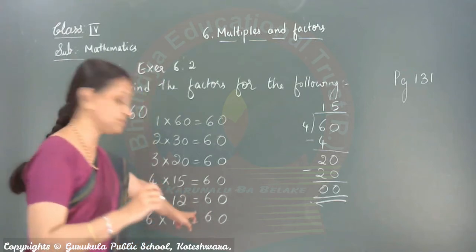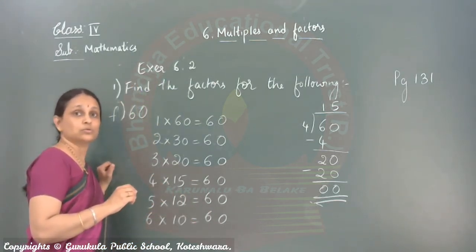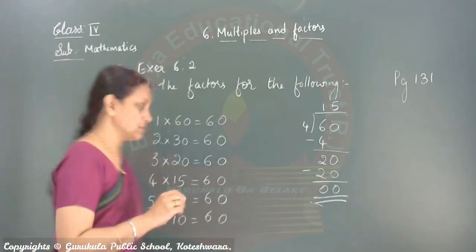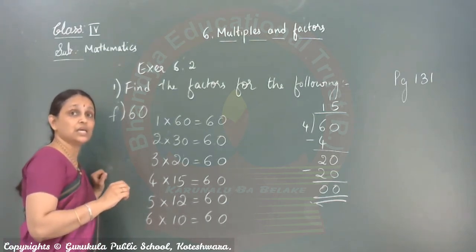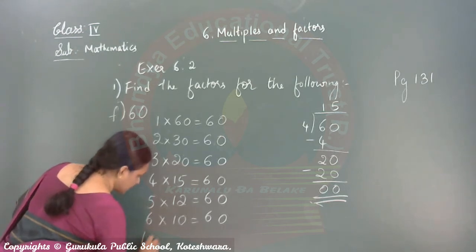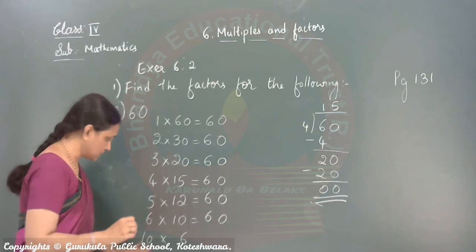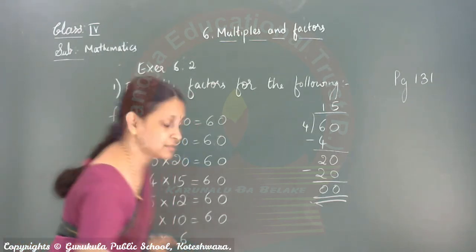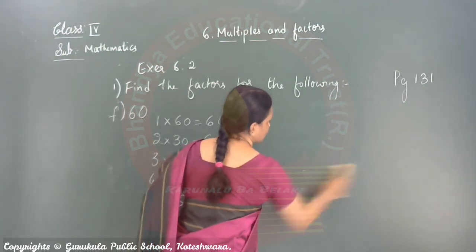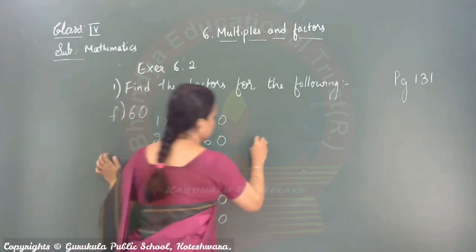60 will not come. 9 tables it will come anywhere? No. 9 6s are 54. 9 7s are 63. 60 will not come. 10 tables? Yes. 10 6s are 60. But it is repeated. 6 10s are 60. So you can't stop here. You just write factors of 60 are. You have to list out all the factors, children.